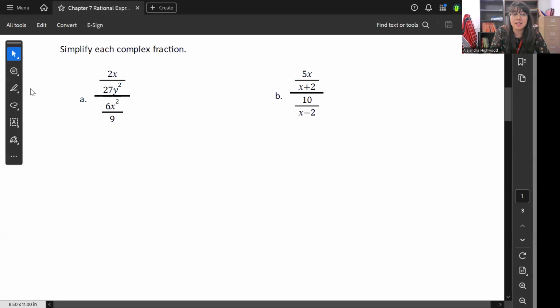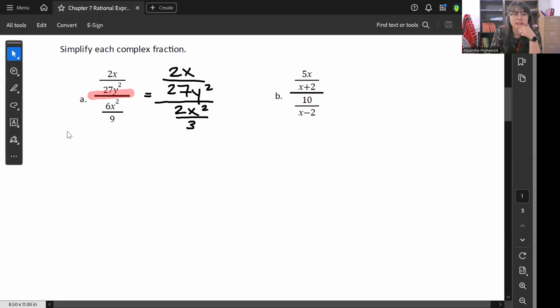So first identifying what my main fraction bar is, for example A, I can now focus on simplifying just the numerator. My numerator is 2x over 27y squared. And there's nothing I can simplify there. It's going to stay the same. That was a little uneventful. Let's look at the denominator. 6x squared over 9. I can simplify 6 ninths. 6 ninths is divisible by 3. That gives me 2/3. X squared will not be simplified, so it's going to stay the same.